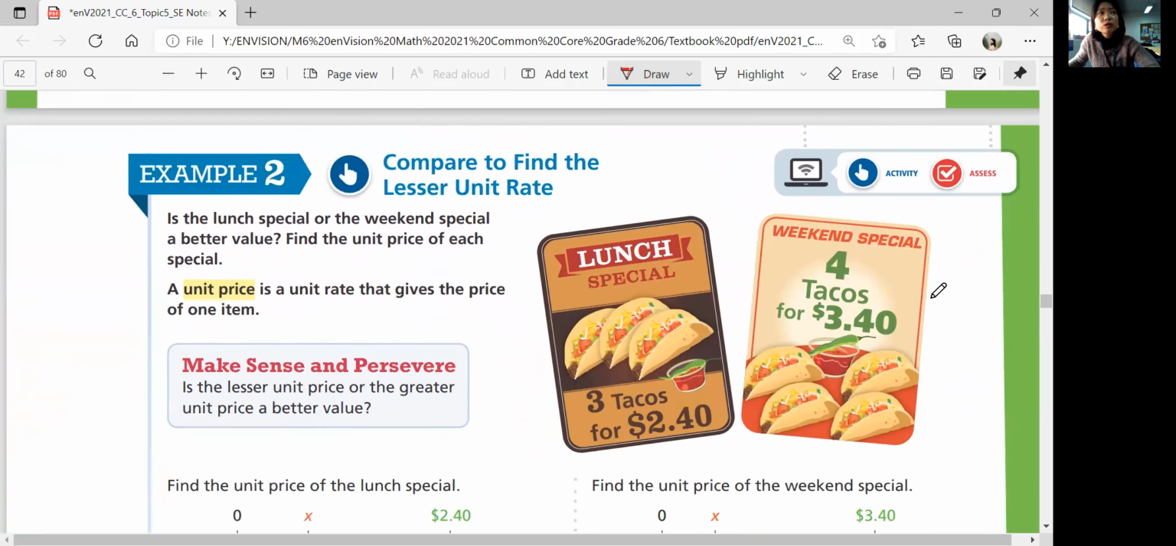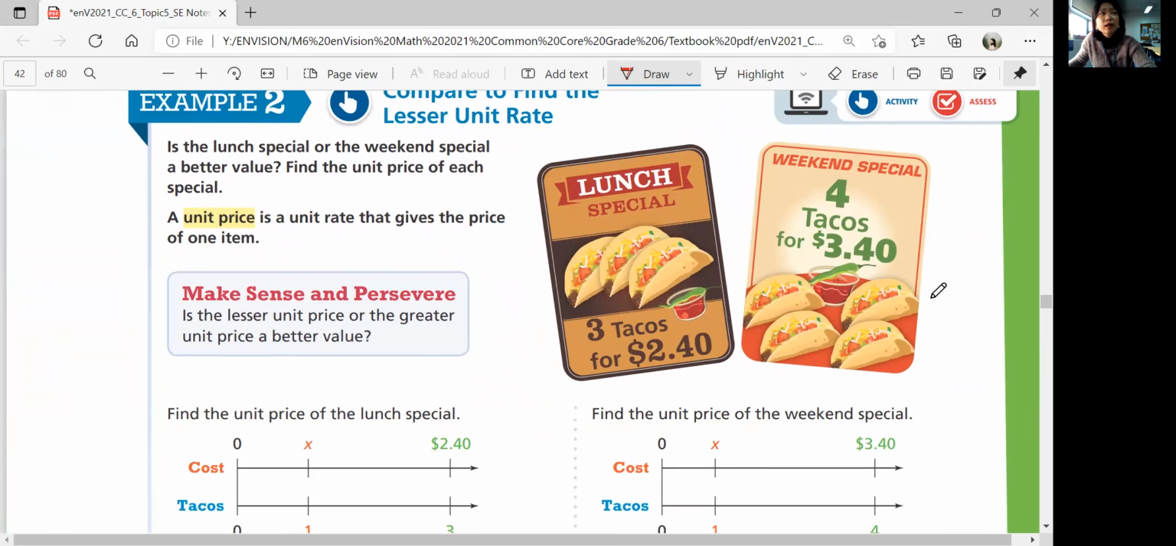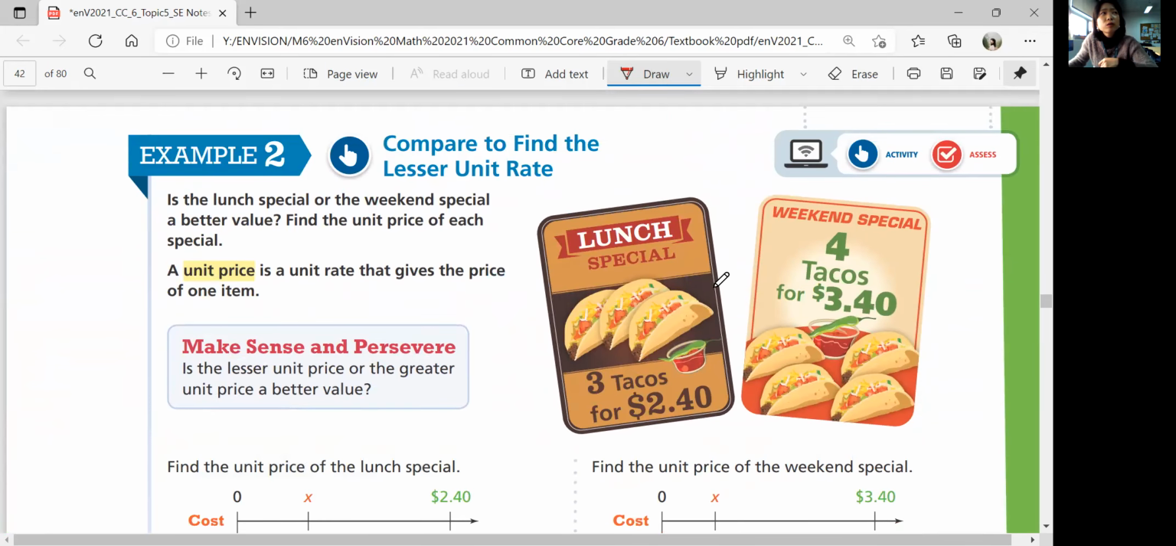Right, example 2, compare to find the lesser unit rate. Is the lunch special or the weekend special a better value? You want a better value, which means a cheaper price. Find the unit price of each special, okay? This means which one is cheaper.